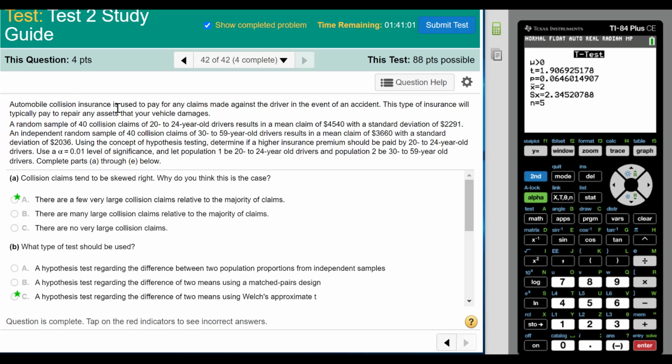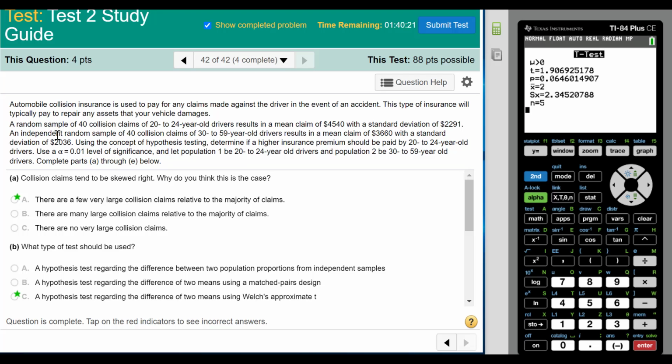An automobile collision insurance is used to pay for any claims made against the driver in the event of an accident. This type of insurance will typically pay for repairing damaged assets of your vehicle. A random sample of 40 collision claims of 20 to 24-year-old drivers results in a mean of 4540 with a standard deviation of 2291. Another independent sample. Independent means you don't use the difference here. You just go to 2-sample t-test. An independent sample of 40 collision claims of 30 to 59-year-old drivers results in a mean of 3660 and a standard deviation of 2036.